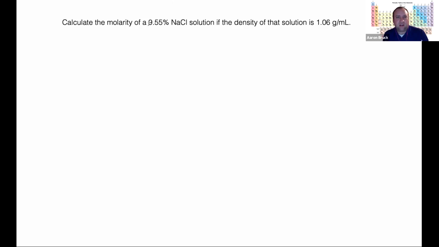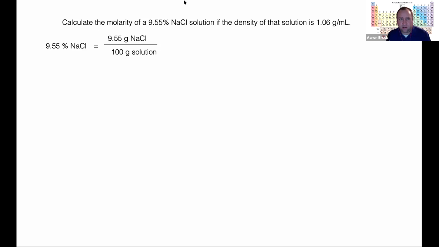So just to reiterate, 9.55% NaCl, what that would mean is that I have 9.55 grams of NaCl for every 100 grams of solution. That's what that percent is referring to in this problem. And then if I wanted to, I could multiply it by 100% to get the percentage back. But really, that's what this means.